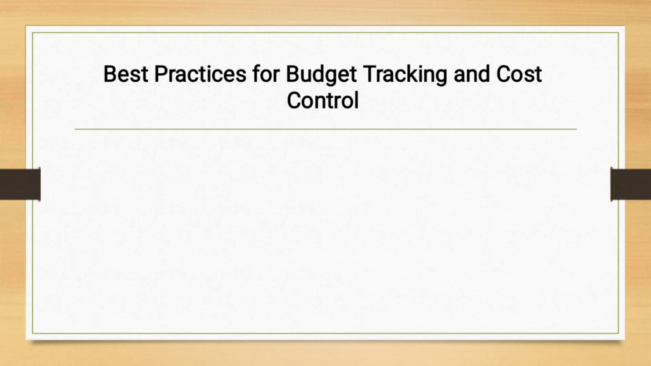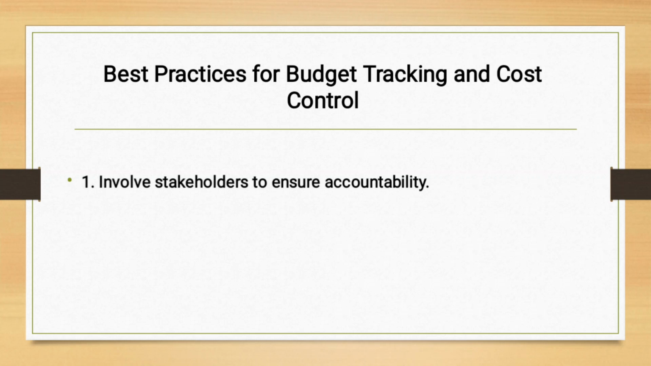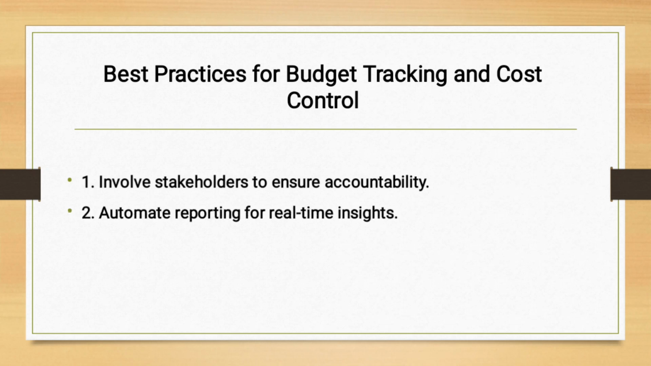Let's talk about best practices for budget tracking and cost control. Number 1, involve all stakeholders to ensure accountability. The other thing is you need to automate reporting for real-time insight. Make sure that you are automatically reporting to the stakeholders if anything happens, whether you are using automated emails or whatever means you can use.